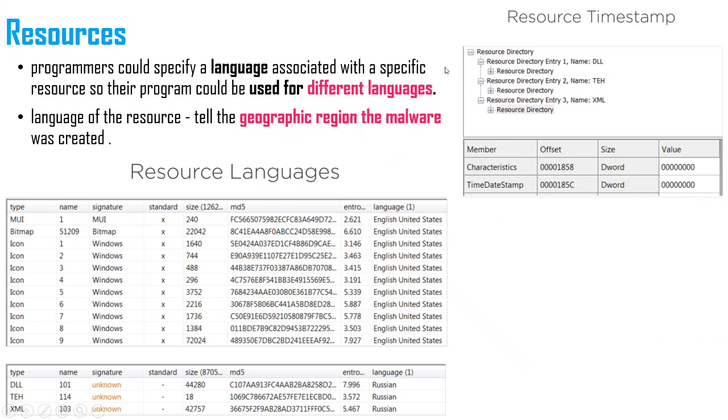So also we can find different languages. Programmers could specify a language associated with the specific resources, so that their program could be used for different languages. So the languages of the resources tell the geographical region where the malware has been created. So it has the timestamps and also the resource languages. Here in the picture it has been shown English United States, maybe the malware has been created in the United States. Maybe here it is Russian, maybe created by a Russian malware author. So we will see a demo in the next section.